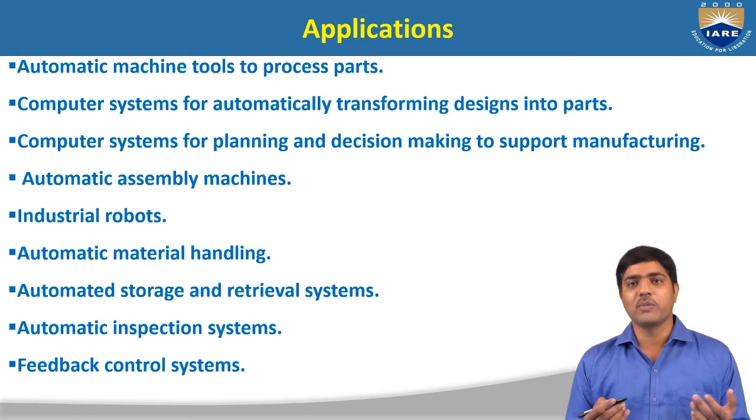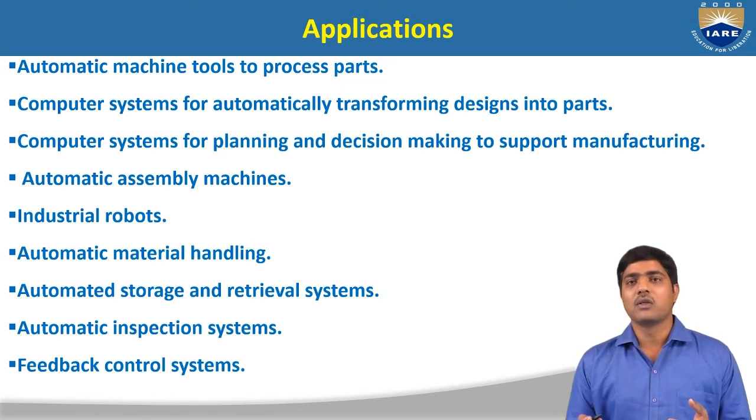And automatic assembly of machines. Usually, when you take Kia cars, everything is done by robotics. They completely assemble the car parts through robotic machines. And also industrial robotics.